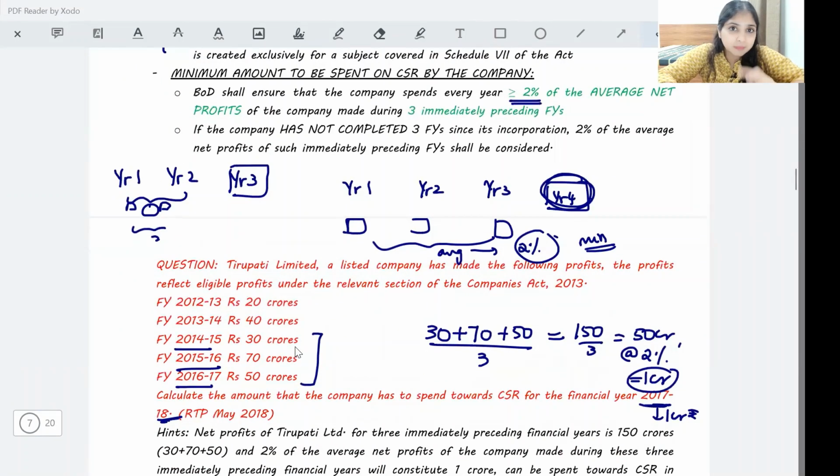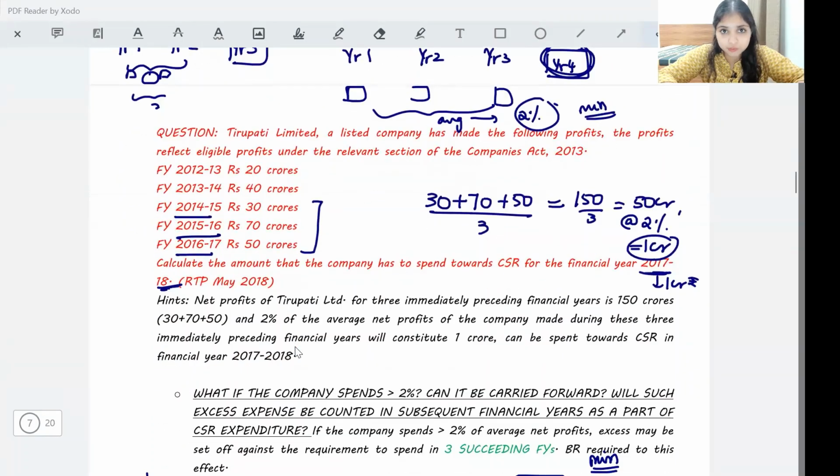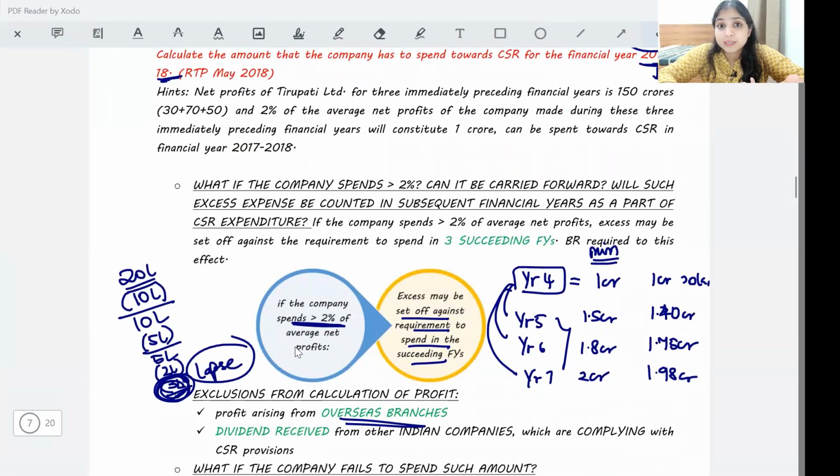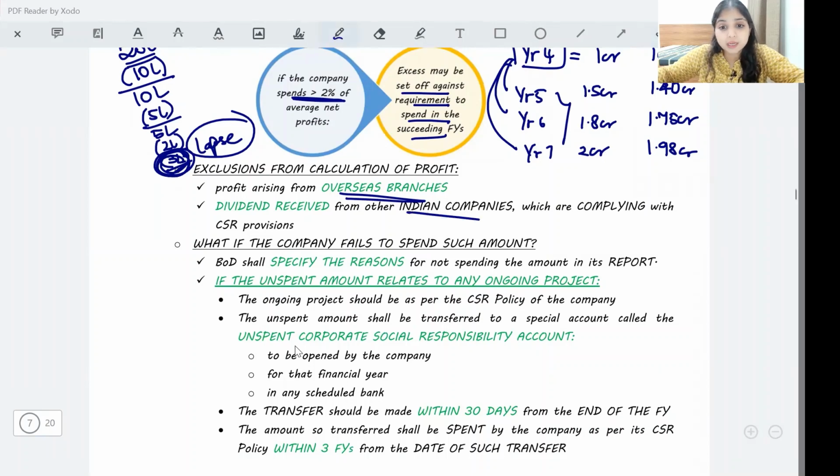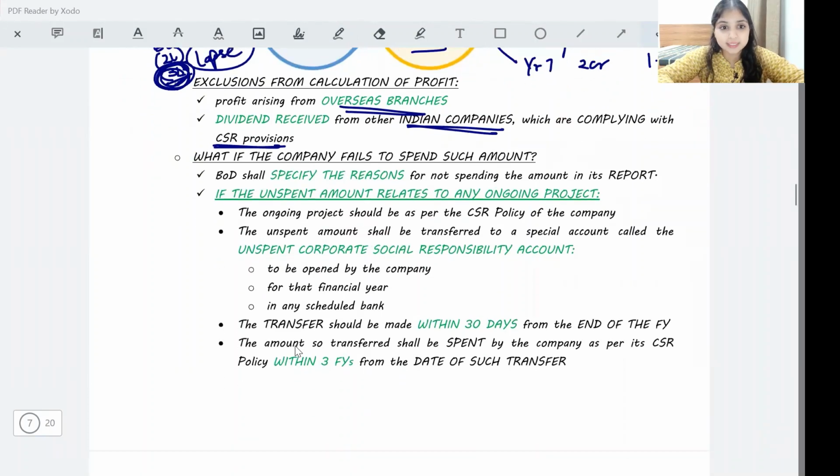So we've learned minimum 2% has to be spent on CSR, 2% of the average net profit of the last 3 years. If you spend something extra, no problem, you will be allowed to carry forward the excess. Then you calculate the net profit for the purpose of CSR. Don't consider the profit of foreign branches. Also, don't consider the dividend income which you have received from an Indian company which is properly following CSR. Understood? Yes, now listen to my next discussion.